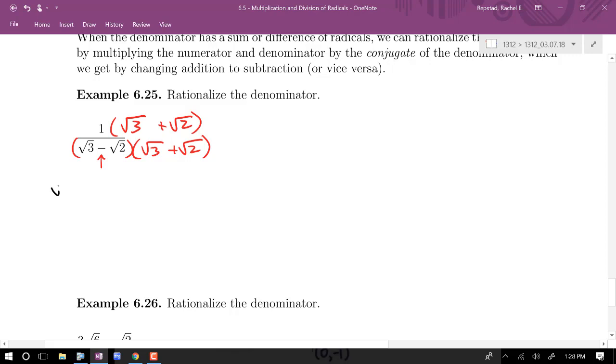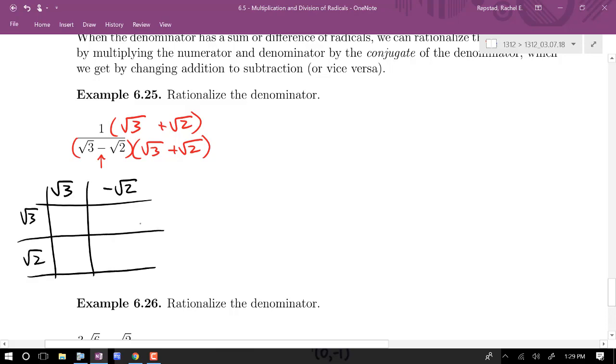So I'm going to set up my little table. So there's my √3 minus √2, and √3 plus √2. Root 3 times root 3 is 3. Then we have root 3 times negative root 2, negative root 6. Root 3 times root 2. Root 2 times negative root 2, negative 2.